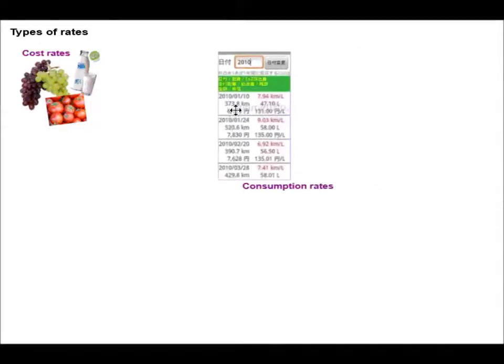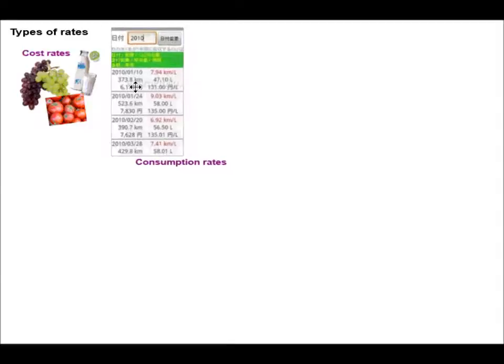Now what does this mean? Well, we have cost rates. So for example, a kilogram of tomatoes costs R7.99. So we are saying R7.99 per kilogram, per 1 kilogram. We look at consumption rates. 7,49 kilometers per liter. So this car will travel 7,49 kilometers on 1 liter of petrol.